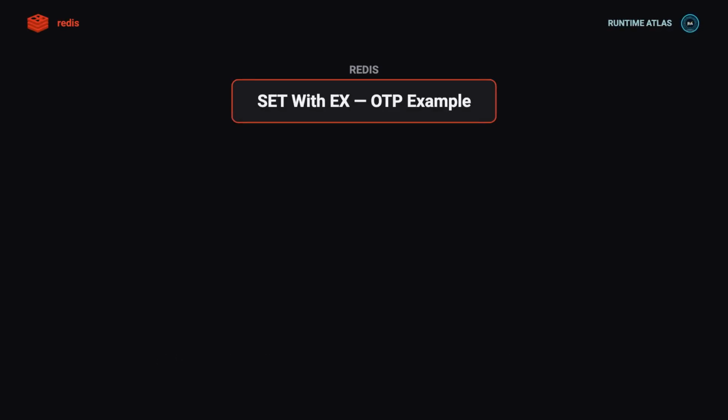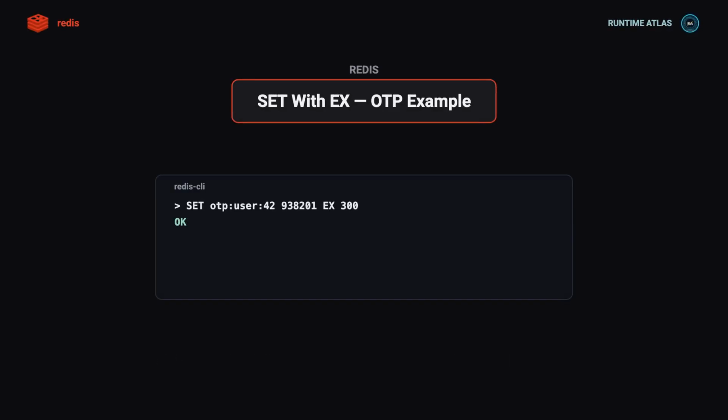Here is time to live in a real one-time password flow. SET otp:user:42 with the code and EX 300 stores the one-time code and attaches a 5-minute expiry in one command. During that window, TTL otp:user:42 returns the remaining seconds and GET returns the code. After expiry, GET returns nil, and TTL returns -2. Redis handles cleanup. Your app only checks whether the code is still present and correct.